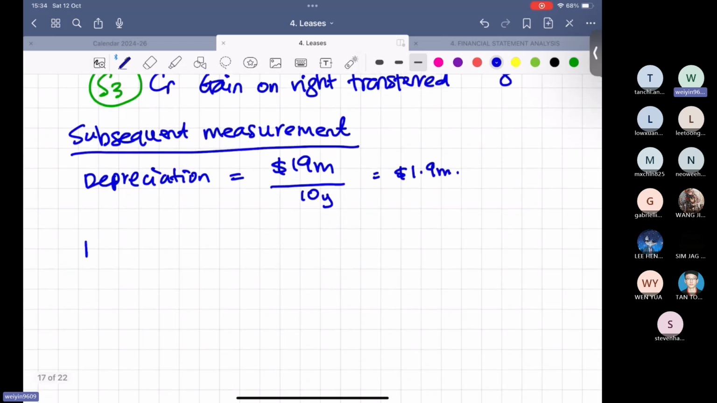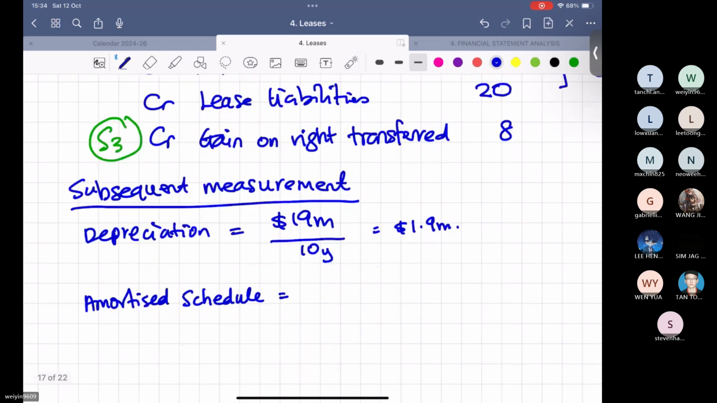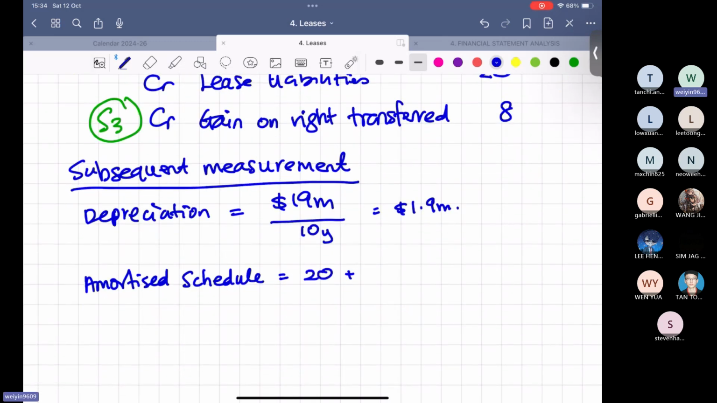The second one will be my amortized schedule. Just a simple one. 20 plus 20 times 6.2% minus your annual payment, which is 2.8. Let me calculate a little bit. 18.5.